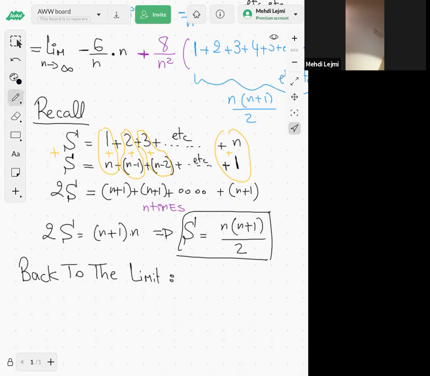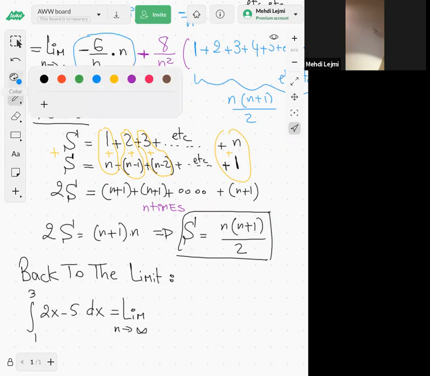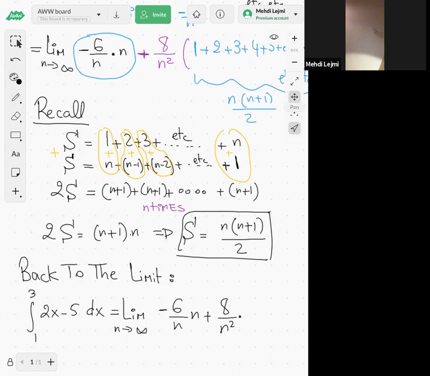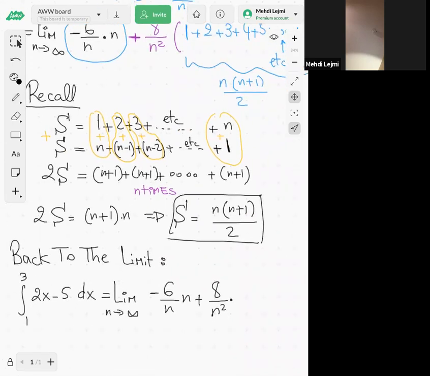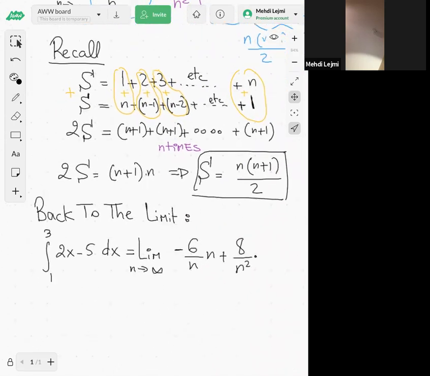Right. So I have this definite integral from 1 to 3 of 2x minus 5 dx. So it's actually the limit as n goes to infinity. So we have this minus 6 over n times n, plus 8 over n squared times, and that will be, we said, 1 plus 2 plus 3, et cetera, plus n, which is n times n plus 1 over 2. So this is n times n plus 1 over 2.